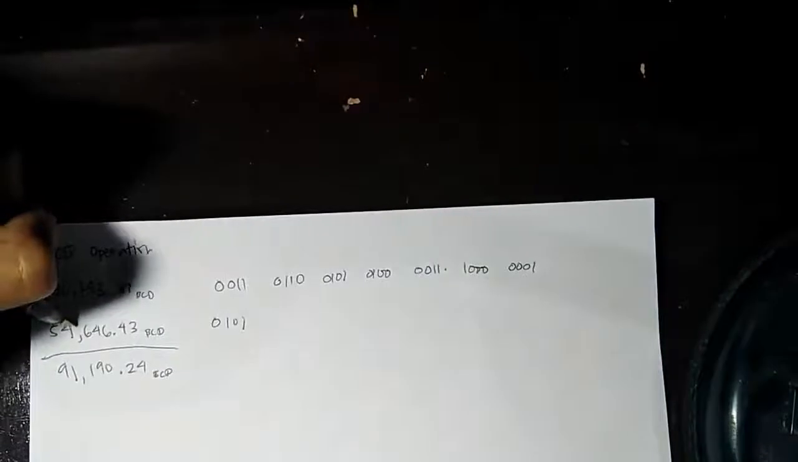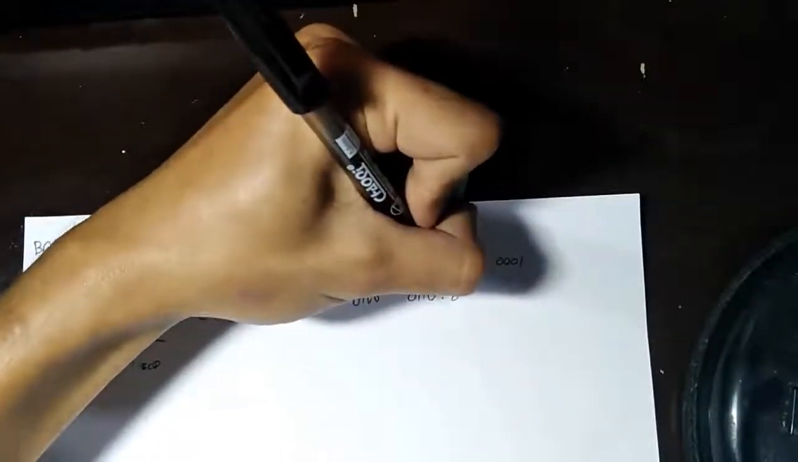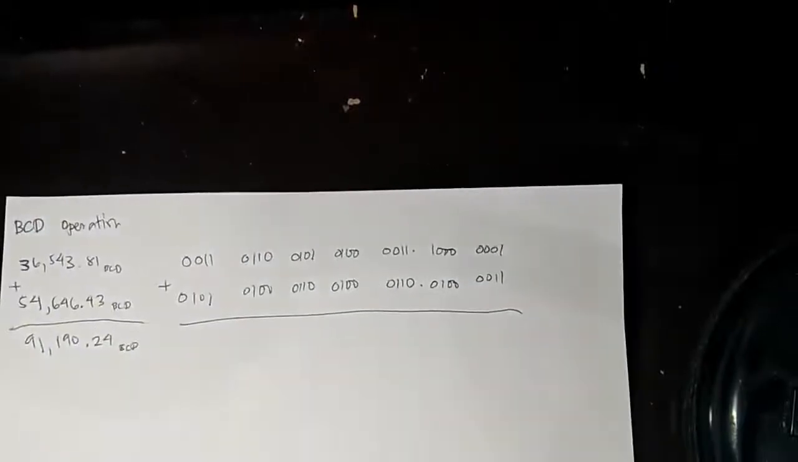The same process goes with the second BCD number. We have a 5 is 0101, a 4 is 0100, a 6 is 0110, a 4 is again 0100, a 6 is 0110, a 4 is 0100, and a 3 is 0011. Okay, easy. So we'll have to add these binary numbers.